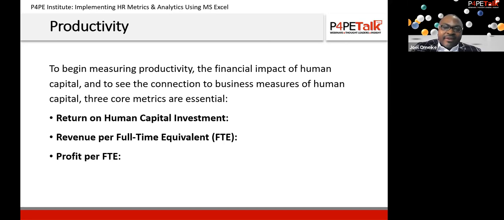Remember that staff in the organization was 50. So 40 million naira divided by 50 will give you your profit per employee. And that will be the equivalent of about 200,000 naira. That means we made profit of 200,000 naira for every staff in the organization.